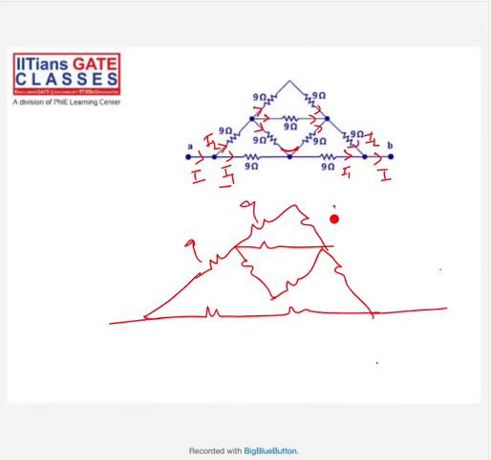Okay, all are 9 ohms. I don't know how you did it. You can do it in many ways. You can simply convert this delta to star and you can do it. Okay, delta to star.